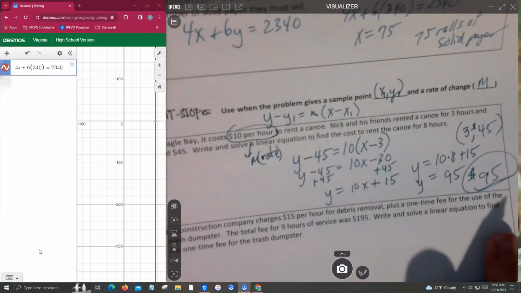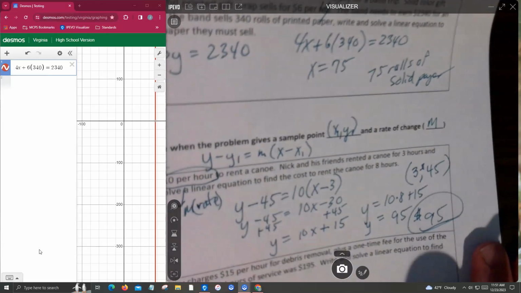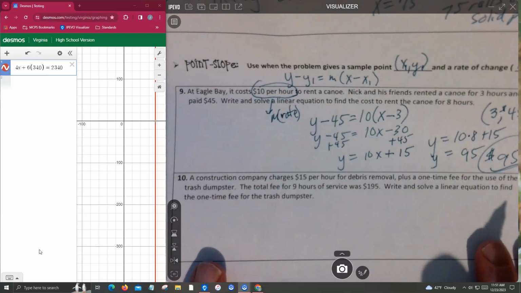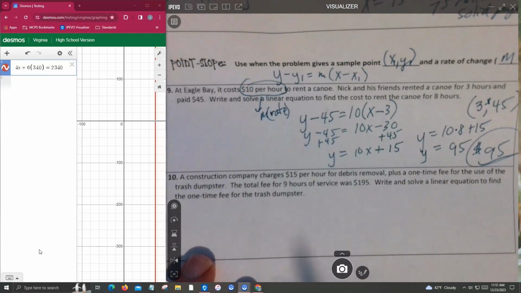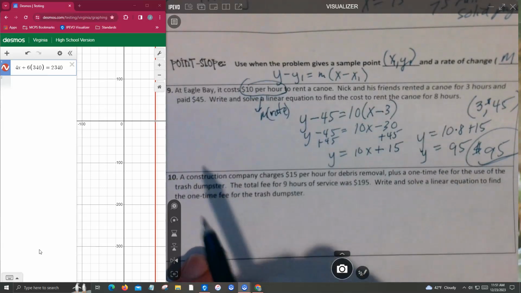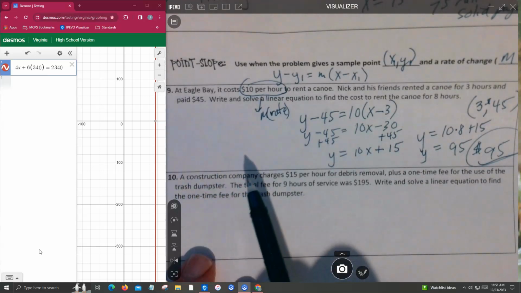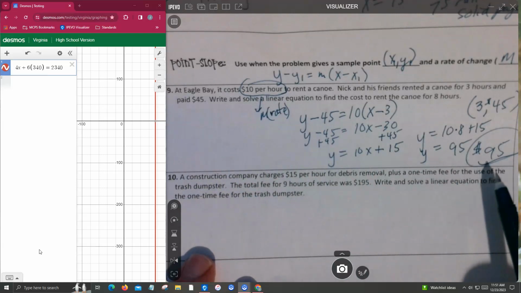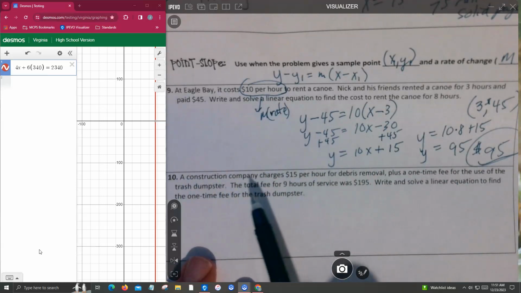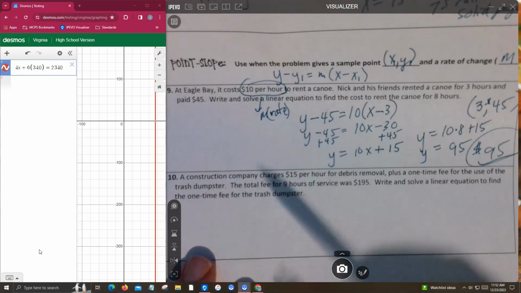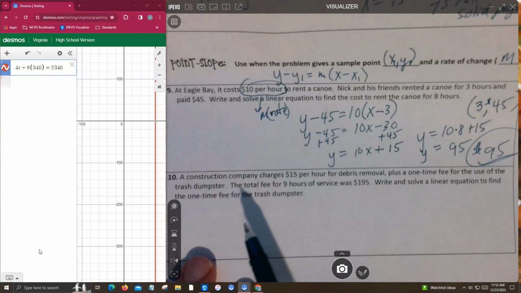All right. So these types of problems, I'm going to pull this other paper out. The next one is, again, we're looking for a rate, and then we're looking for one example that the situation happened. That's your point that you're going to use. All right. So here we have a construction company that charges $15 an hour for debris removal plus a one-time fee for the use of the trash dumpster. The total fee for 9 hours of the service was $195. Write and solve to find the one-time fee.